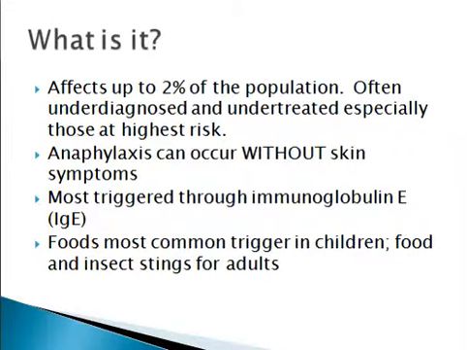So classically, when we think of anaphylaxis, we think of people with welts over the body after eating peanuts and possibly some wheezing. But it could occur without skin symptoms, as we'll show you in the diagnostic criteria. Most of these reactions are triggered through the IgE response. In children, food is the most common trigger, and in adults, insect stings and food are the most common triggers.